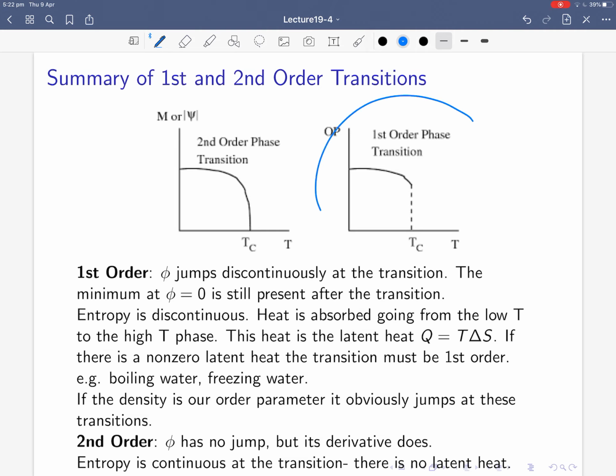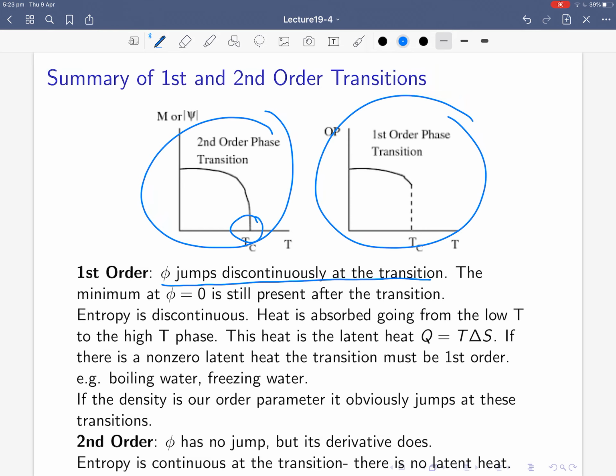So let's have a summary of first order and second order transitions. Here's the first order one, a big jump. Here's the second order one, no big jump, but a sudden kink. So first order: phi jumps discontinuously at the transition. The order parameter jumps in a discontinuous manner, and the minimum at phi equals 0 is still present after the transition, but is metastable. The other important thing about first order transitions is that the entropy is discontinuous. Heat is absorbed going from the low T to the high T phase, and that heat is the latent heat, familiar from boiling water or melting ice.